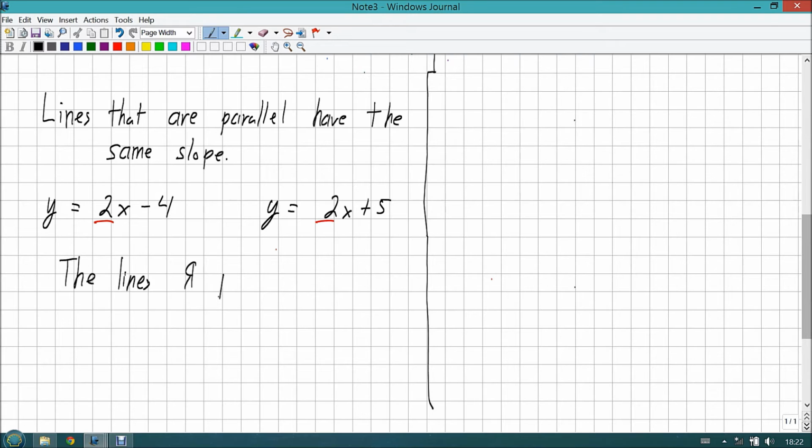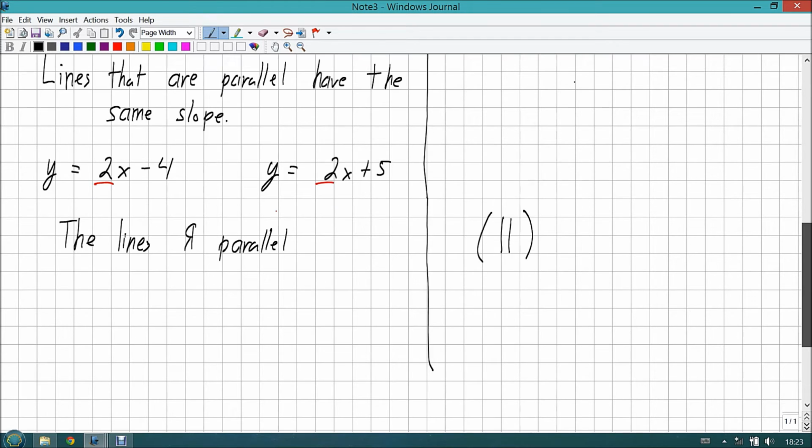Now, I don't like writing parallel over and over again, so I'll let you know that the symbol for parallel looks like that. I know it looks like an 11, but we'll just remember that this is with lines. So if you see two lines and they're right next to each other, that means parallel. So let's move on to the next one.